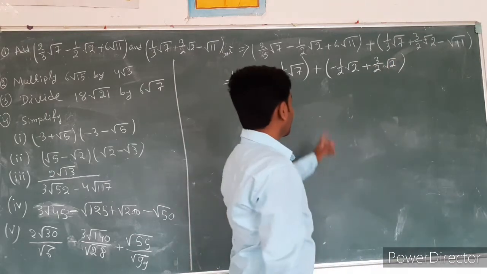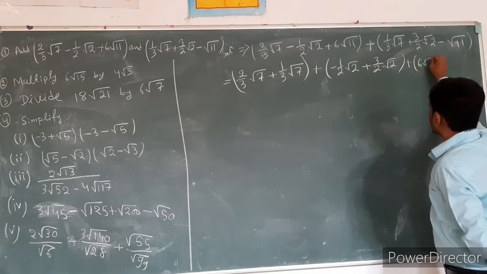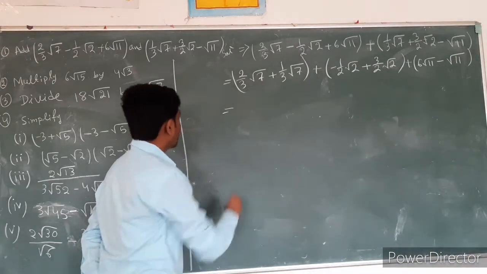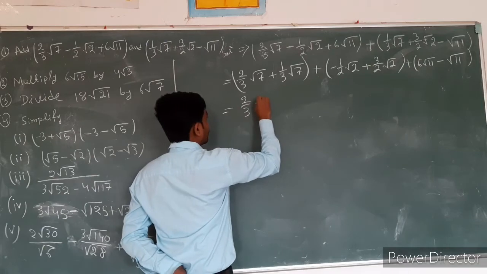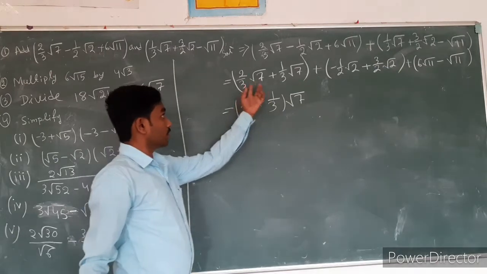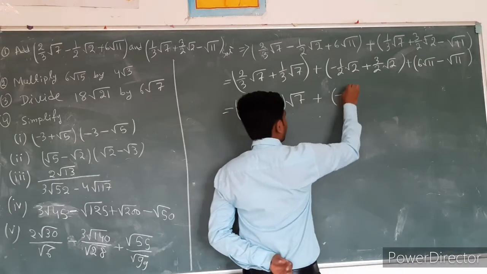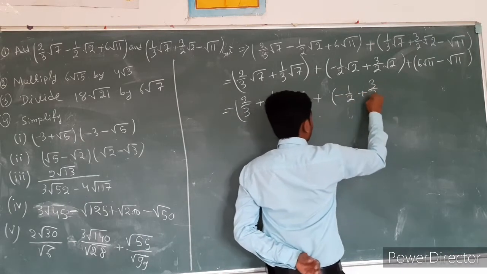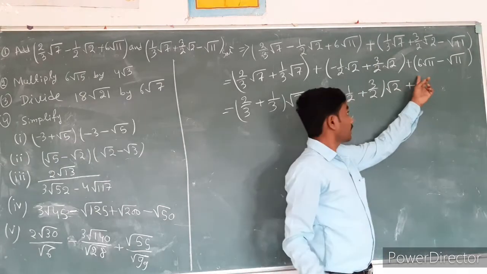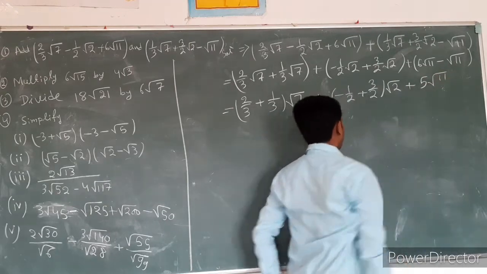Next we arrange both the root 11 together. So 6 root 11 minus root 11. Now 2 by 3 plus 1 by 3. Root 7 is common, so root 7 taken out. Similarly minus 1 by 2 plus 3 by 2. 6 root 11 minus 1 root 11. We get 5 root 11.